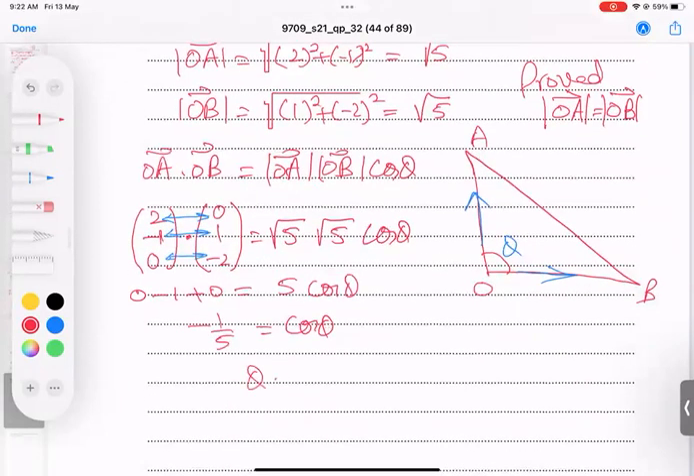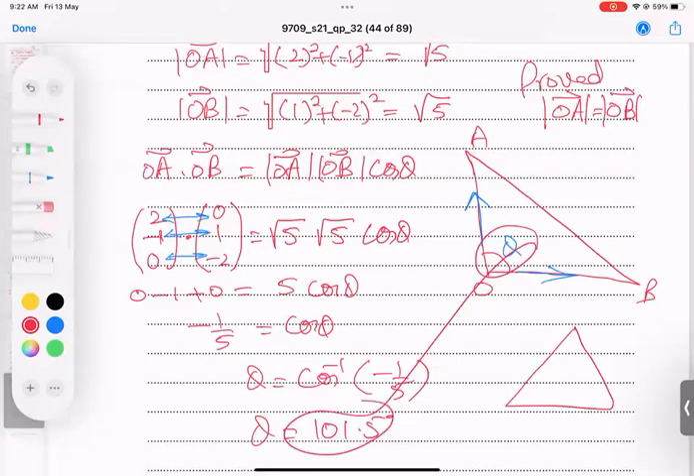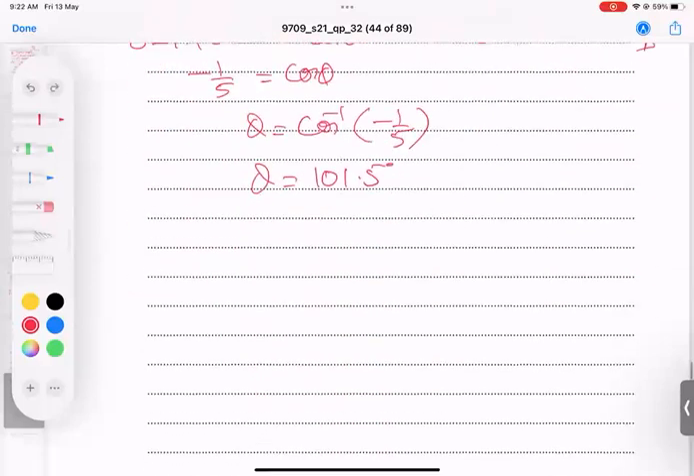Theta is equal to cos inverse of -1/5. When I take the cos inverse of a negative, make sure of one thing: we can write in degrees or radians, but it is better to go for degrees. Cos inverse of -1/5 gives you 101.5 degrees. That means this triangle is not like that; the angle is bigger than 90 degrees. So it means it is an obtuse triangle.